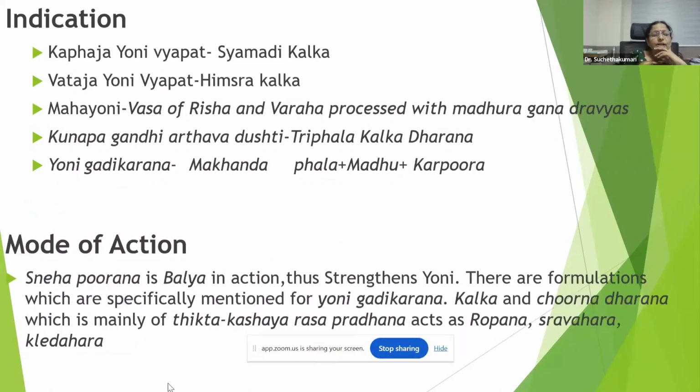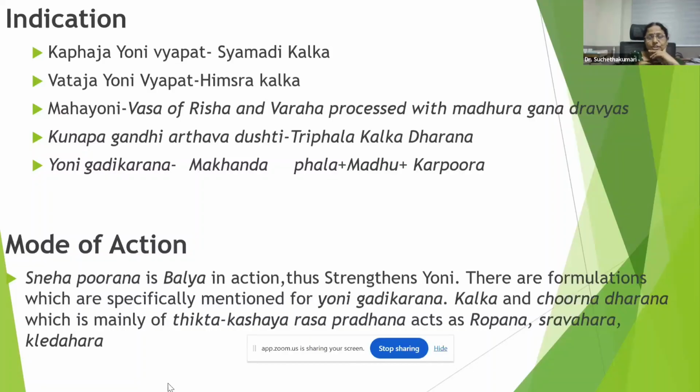So indications: Kaphaja Yonivyapat, Vataja Yonivyapat, Mahayoni, Kunapagandhi, Artavadushti, Yoni Ghatikarana, etc. So in these conditions, the Yoni Purana can be done, and depending upon the condition, the medication has to be used. So here, what is the action? If the Purana is done with the Sneha Yukta Dravyas, then it is having the Balya action. Thus, it helps in strengthening the yoni.